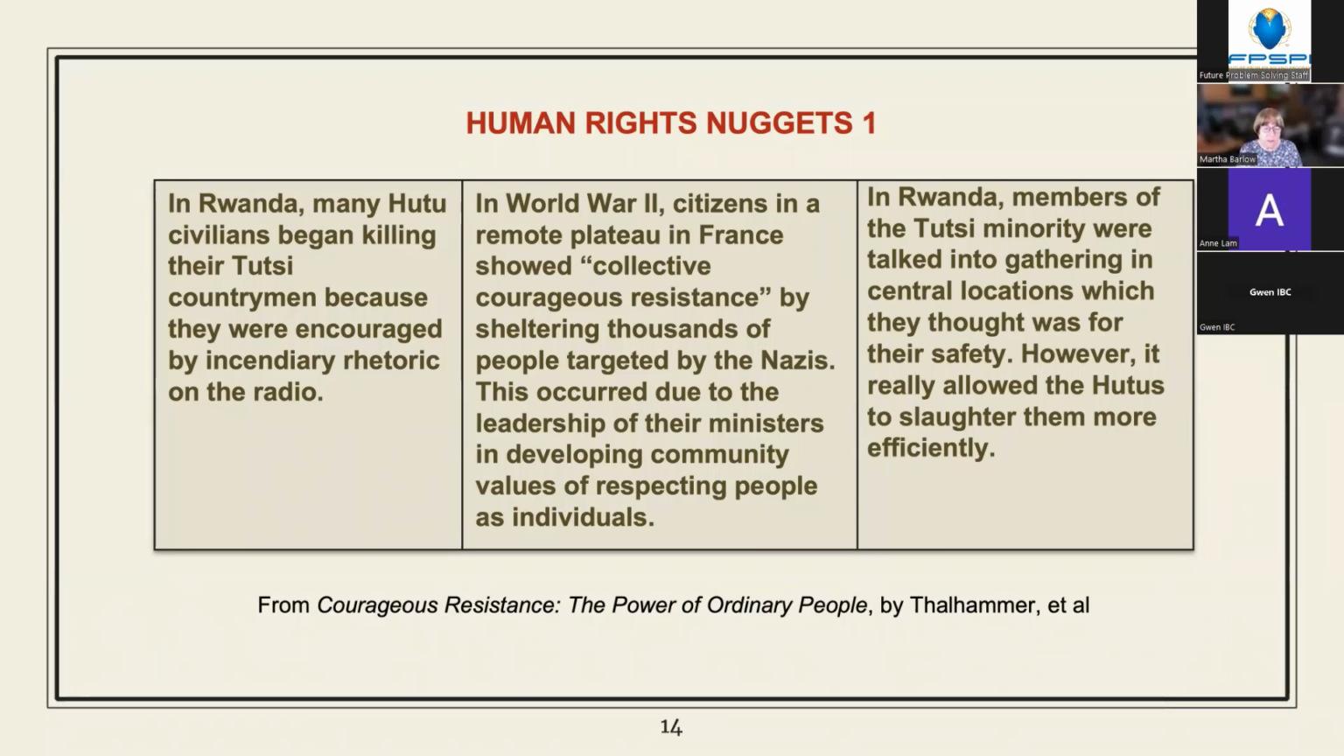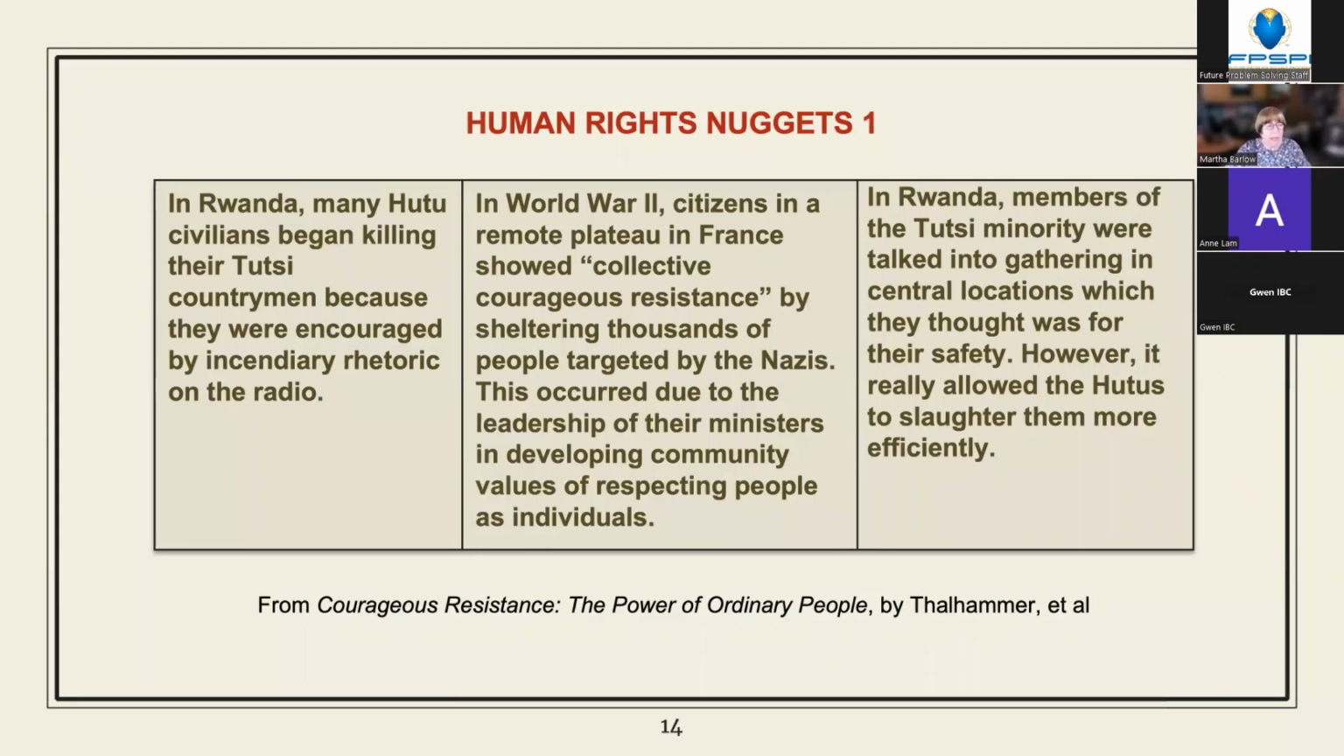So this was a book that we read for the background on human rights. It was all about Rwanda and stuff, but it was about courageous resistance, the power of ordinary people. So a couple of examples here.